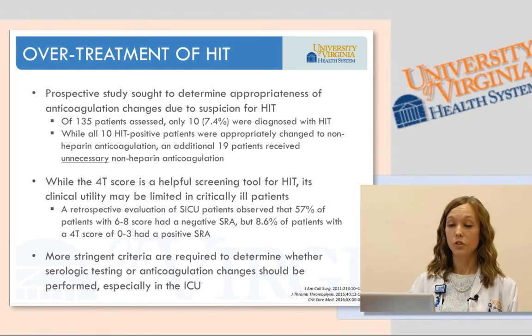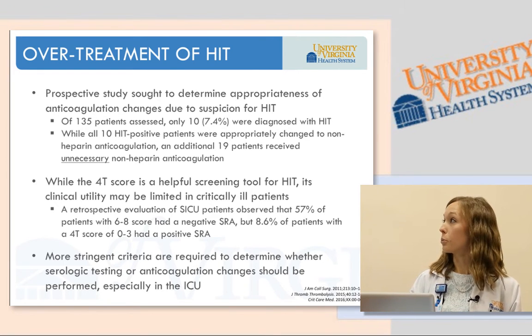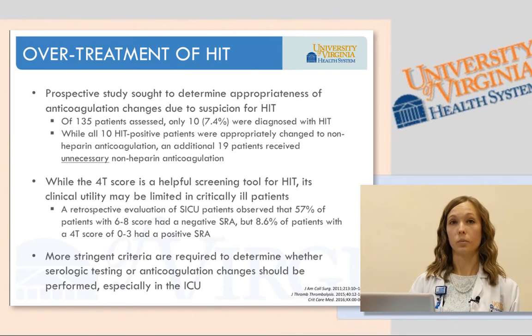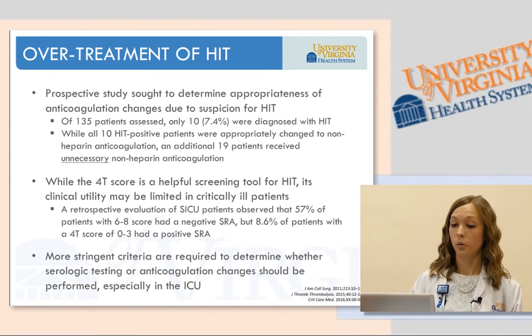Now, in addition to overtesting our patients for HIT, we also know that we are overtreating our patients for HIT. So a prospective study published just recently actually looked at the appropriateness of anticoagulation changes that were made in a SICU patient population due to a suspicion of HIT. Once again, they found that HIT was largely overtested for, with only about 7% of these patients in whom HIT was suspected actually being diagnosed with the condition.